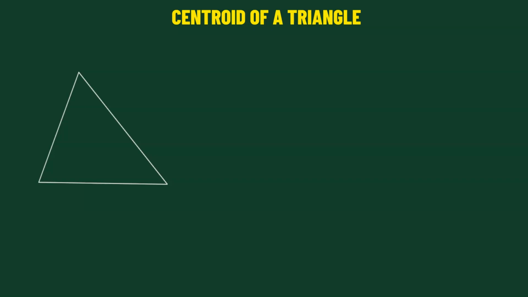We need to find out the coordinate of the centroid of a triangle. So let's begin by considering a triangle ABC. We will also specify its coordinates. Let the coordinates of A be x1, y1. Then B is going to have the coordinates x2, y2. And C is going to have the coordinates x3, y3.